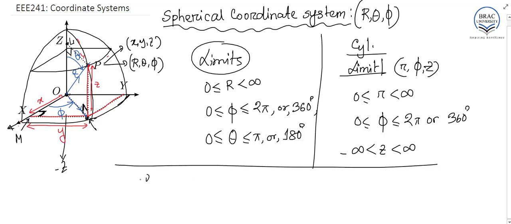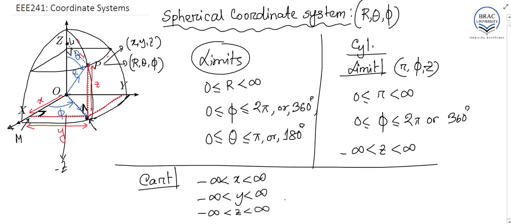And finally, in case of the Cartesian coordinate system, you can move along the x-axis from minus infinity to plus infinity, and this is the same case along the other two axes as well. So the limit will be something like this. All right. That concludes our coordinate system part.